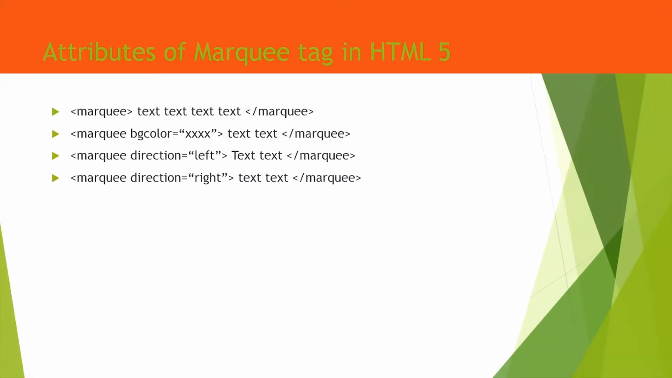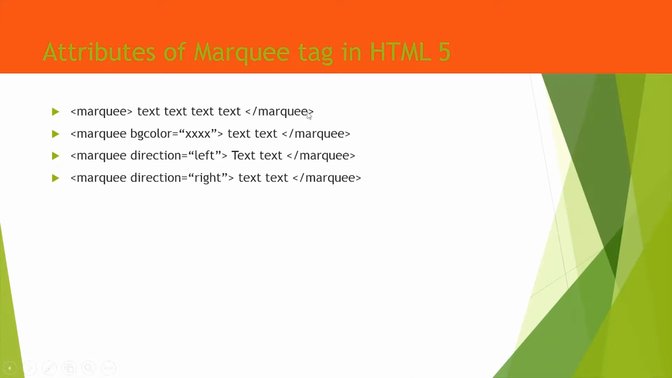So first of all, let's focus on the slides. Marquee. We've got a few attributes of the Marquee tag in HTML5. Here is the structure of the Marquee tag. We start a Marquee tag like this. In the middle of the Marquee tag, we write our text and close the Marquee tag like this.